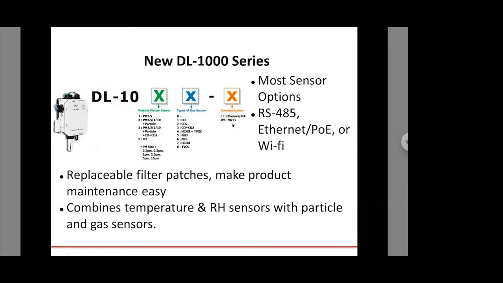And one of the biggest developments we've had recently is the introduction of our DL1000 series. The DL1000 series is a new series of products that combines many of the sensors we've talked about already. So all modules come with RS-485 and PoE Ethernet ports, and the WF versions include Wi-Fi as well. The module includes onboard web-based configuration pages that make setup easy. These modules can store up to 180,000 sensor readings with date and timestamp.